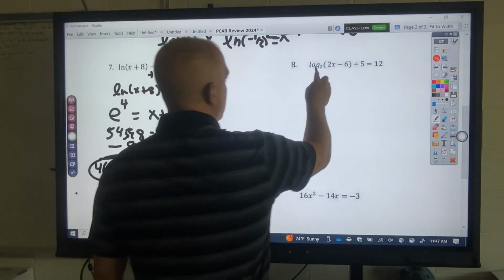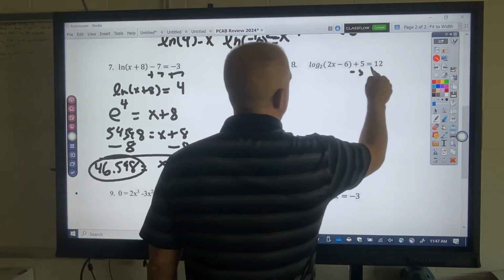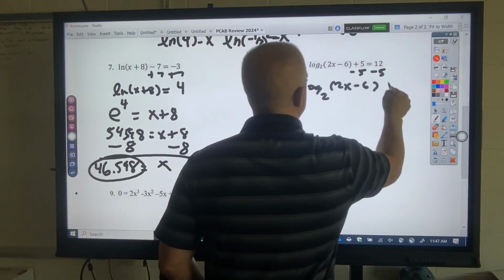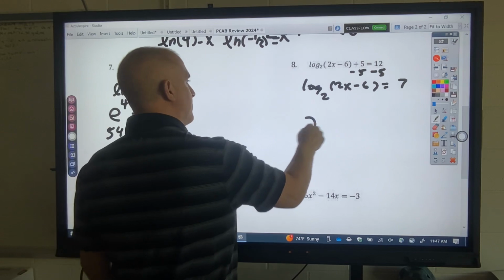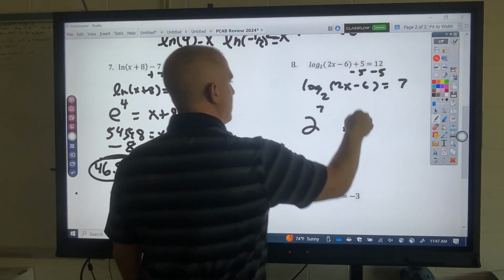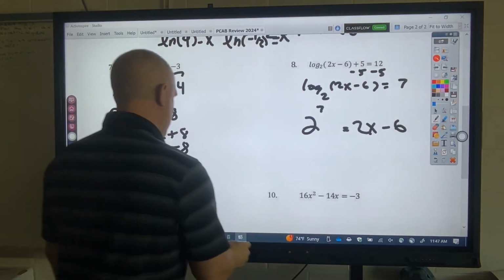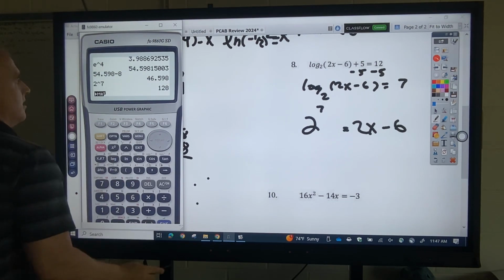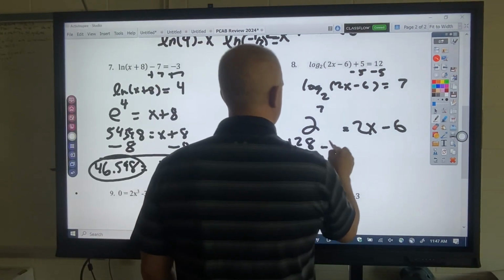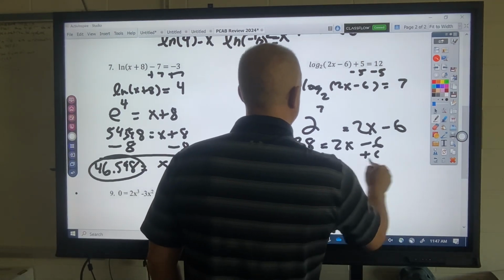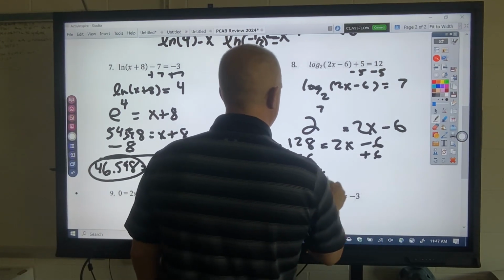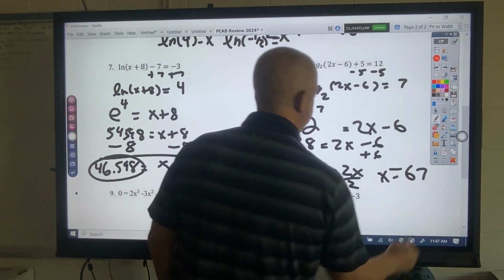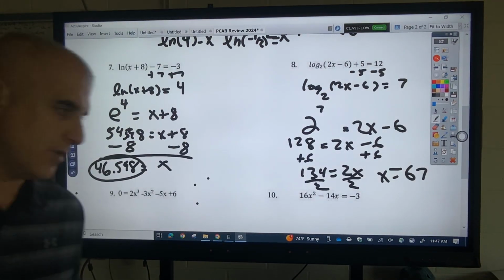All right. So what you got here is I'd have to subtract 5. So I got log 2x minus 6 equals 7. So I'm going to convert this to an exponential base 2. The 7 will join it. The 2x minus 6 will go over here. Okay. 2 to the 7th power is 128. Add 6, 134. Then divide by 2. I'm going to get x equals 67. Okay, going on to the last thing.